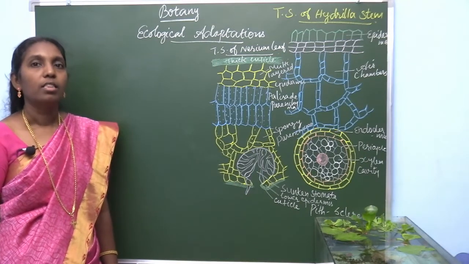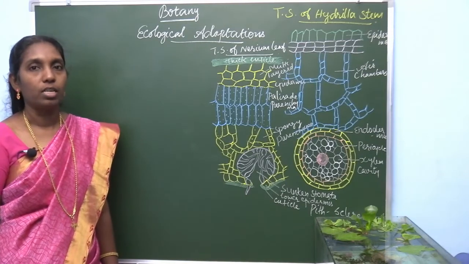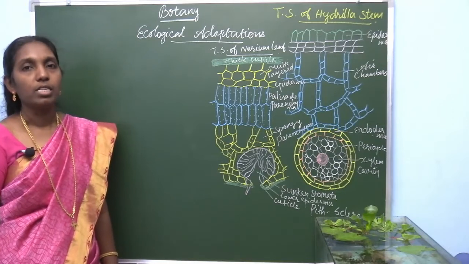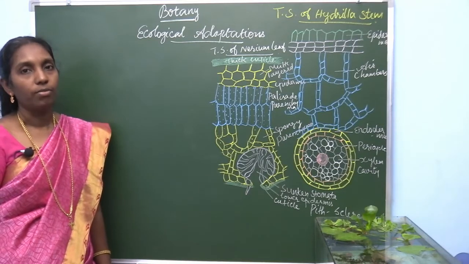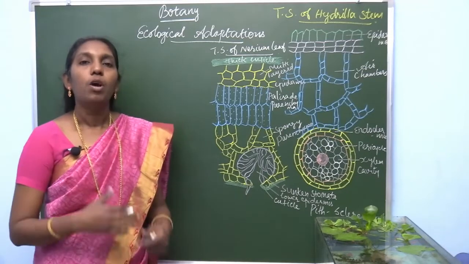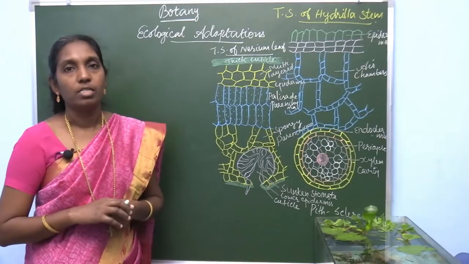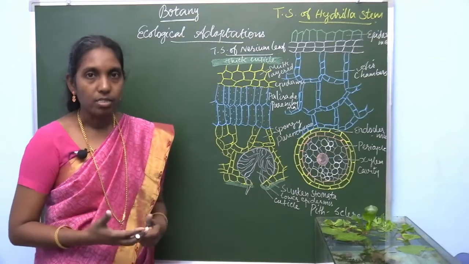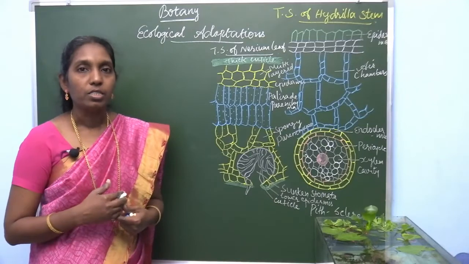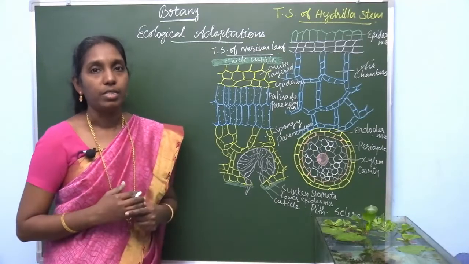It means the modifications of the structure of an organism to survive successfully within its environment is called adaptations of organisms. So, what's meant by adaptations of organisms? The modifications of structure of the organisms to survive successfully within its environment. The adaptations help the organism to exist under its habitat.